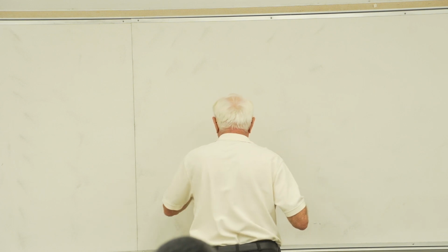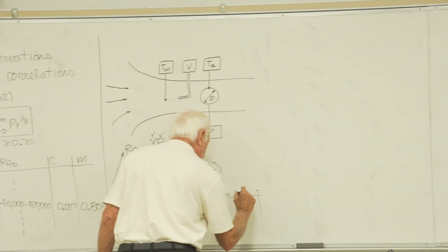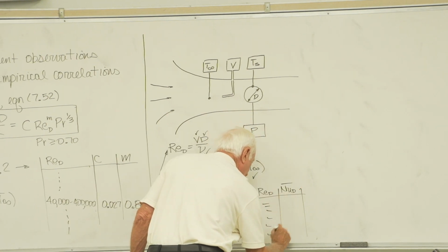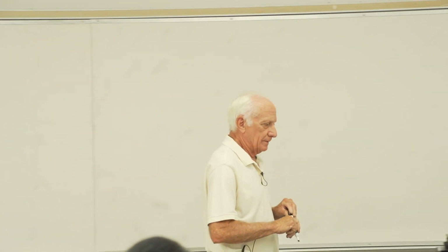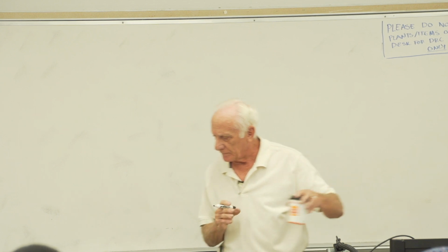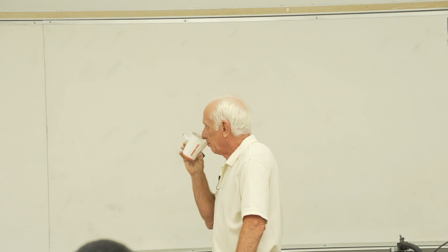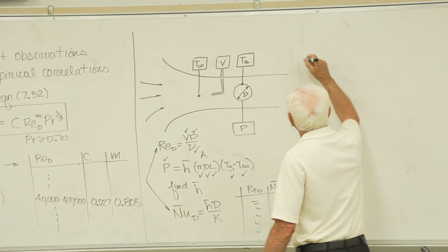So now she, of course, had a table of Reynolds number D versus Nusselt D. Changed the velocity, got new Reynolds numbers. Then she plotted it. So let's put that right here.